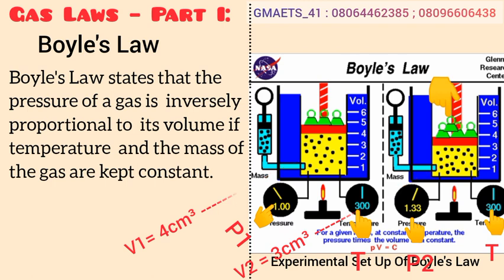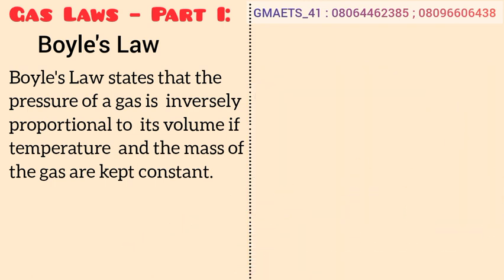Let us now look at the mathematical expression of this law. First, that pressure is inversely proportional to volume can be written as P proportional to 1 over V. You know, 1 over a quantity is the inverse of that quantity. So P proportional to 1 over V simply means P is inversely proportional to V, where P is the pressure of the gas and V is the volume of the gas.